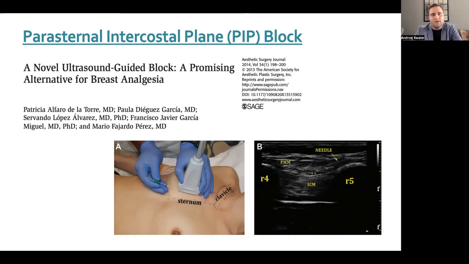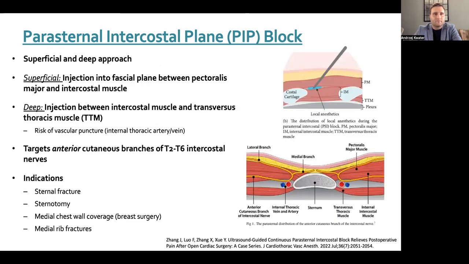just lateral to the sternum, identifying the ribs or costal cartilage as it joins the sternum, and injecting in the fascial plane under the pec major muscle and above the intercostal muscle in that fascial plane. And that fascial plane should contact the junction of the ribs. So you should be able to see that local anesthetic spread effectively in that fascial plane.